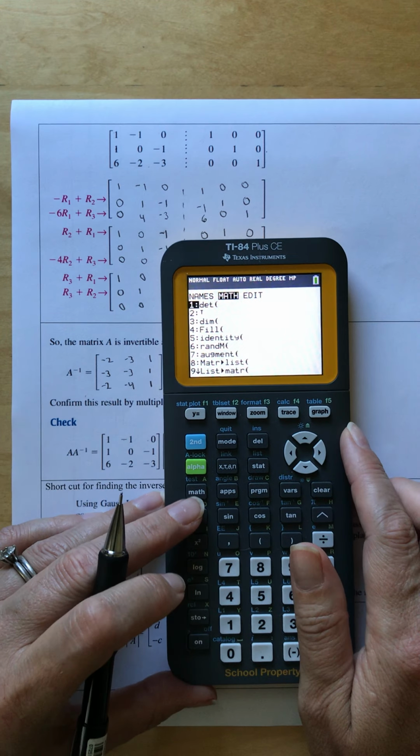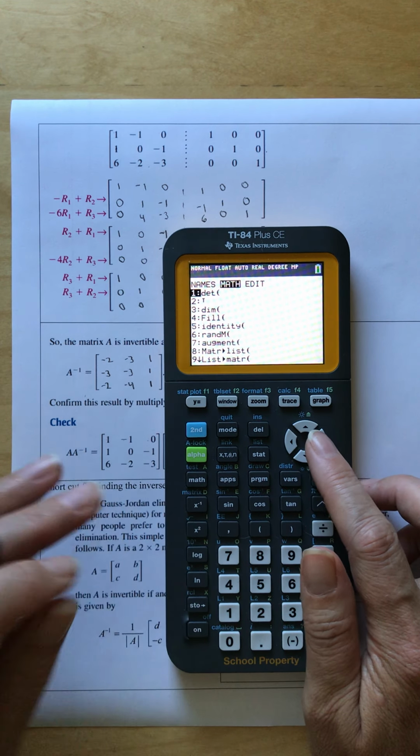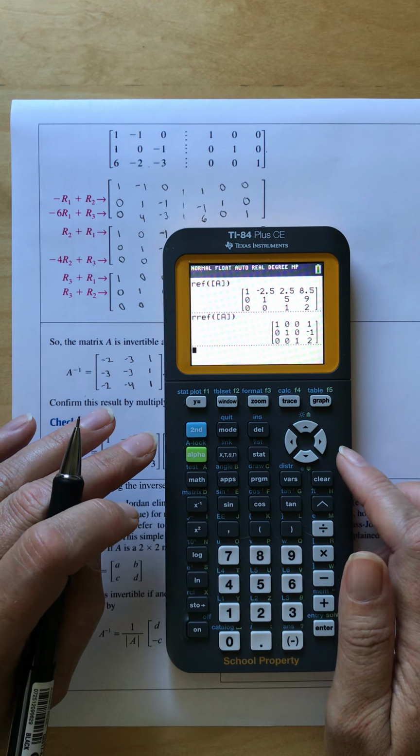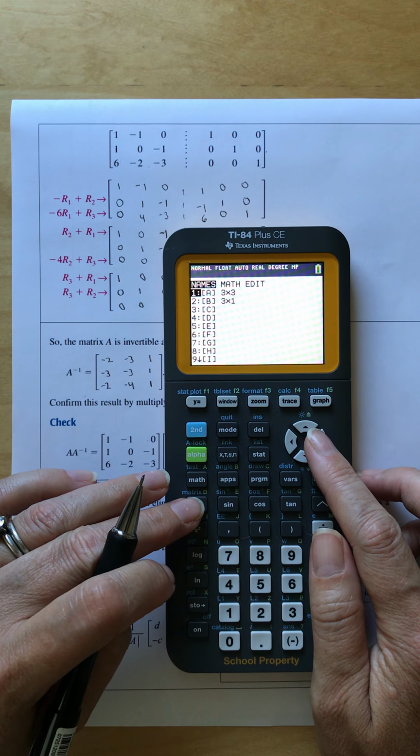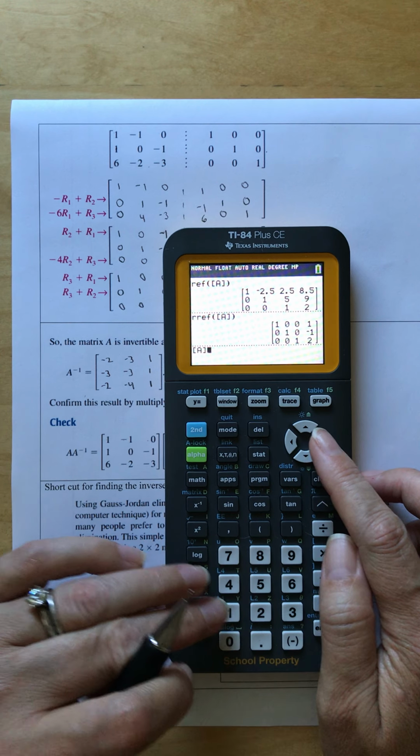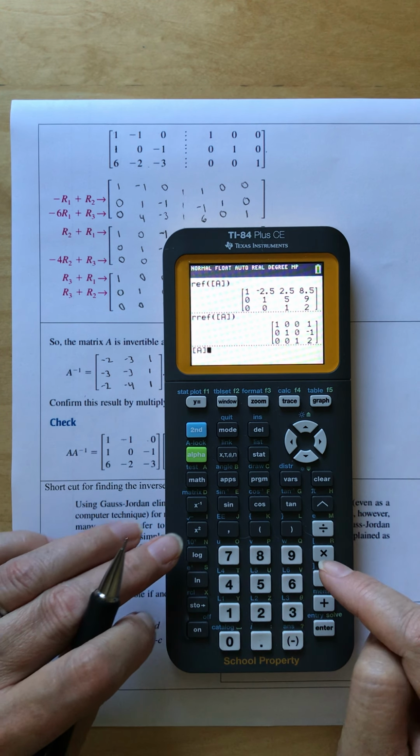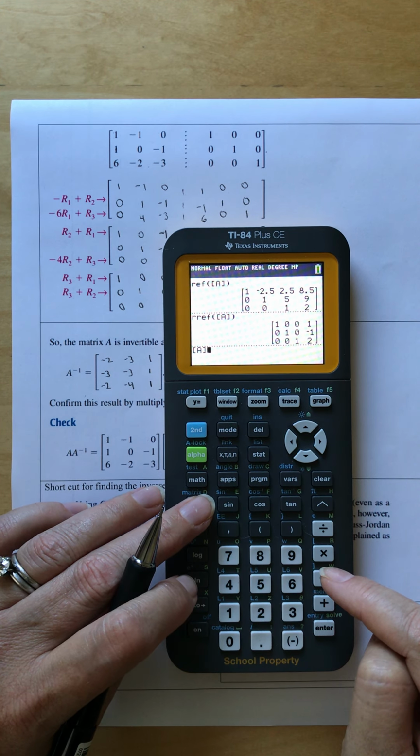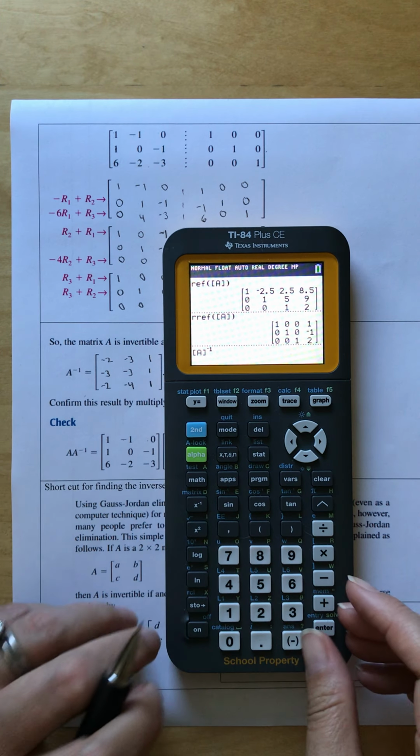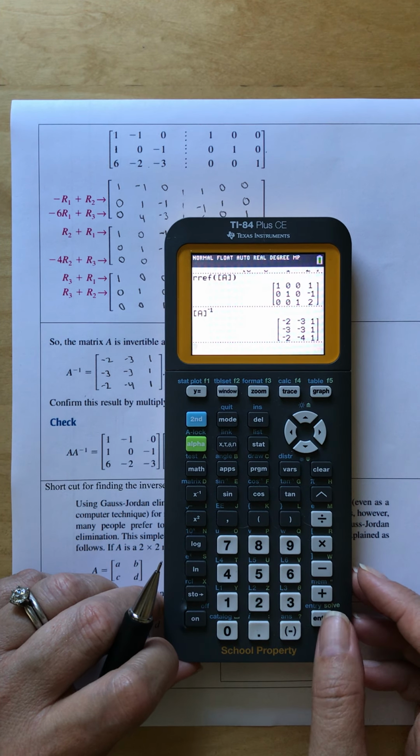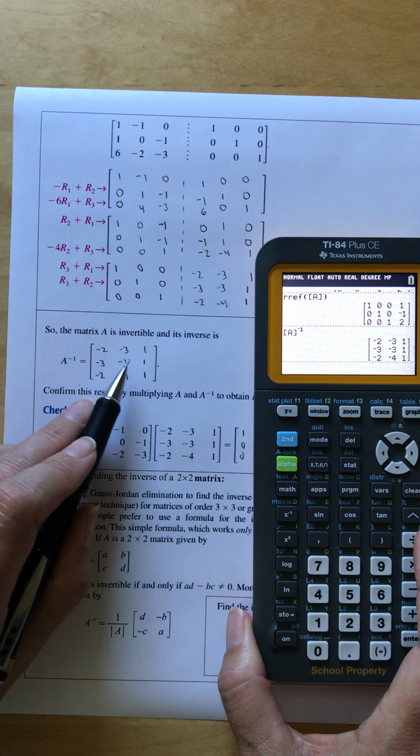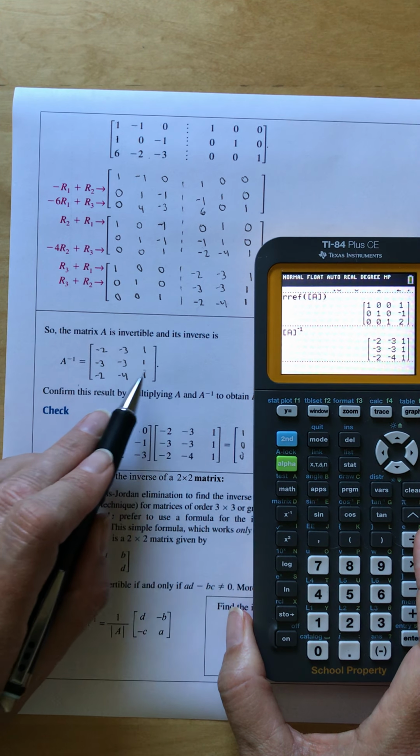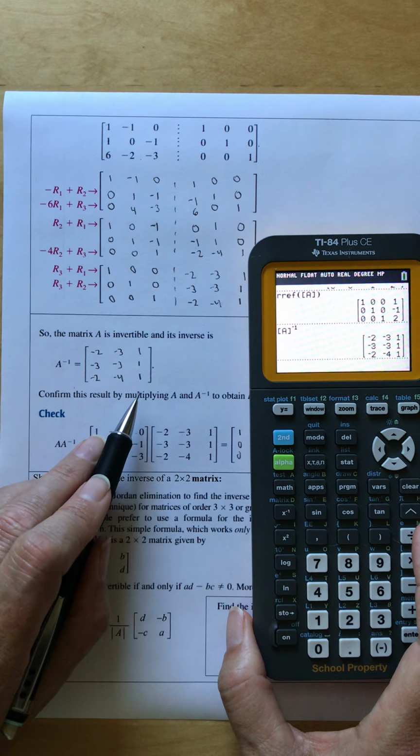Come on, it's got to be there somewhere. Oh, it's not on that list, but I know where it is. It will be under second matrix. We want matrix 1, and we want the inverse of it. And I think I can just raise it to the -1 power and press enter. And then we get the inverse: -2, -3, 1, -3, -3, 1, -2, -4, 1.